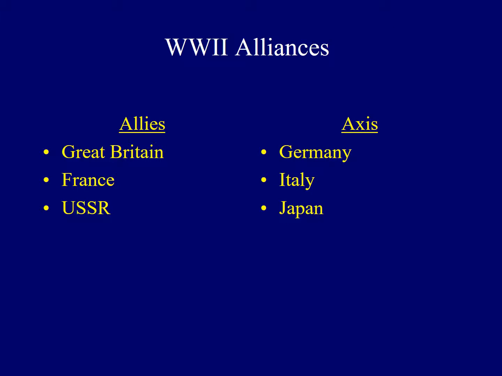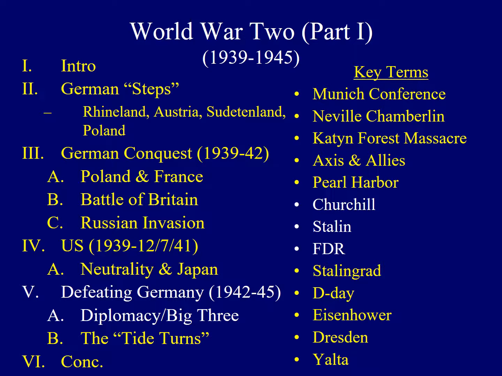The day after the attack at Pearl Harbor, Franklin Roosevelt asked Congress to declare war. Congress agreed, and the United States joined the Allied powers, and the alliance system was complete. Next, I'd like to look at the steps that led toward the defeat of Germany. The first will begin with diplomacy and the Big Three.